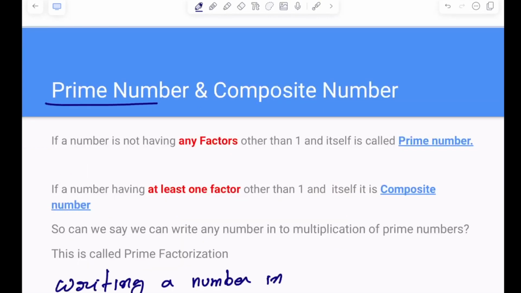Now we have learnt prime numbers. Now let us learn composite numbers. A prime number is nothing but if you have only factors 1 and itself, then it is a prime number, right? A composite number is quite the opposite. If you have any one factor between 1 and itself, then the number is called a composite number. So all non-prime numbers will be called composite numbers. So what is meant by a composite number? A composite number will have factors.